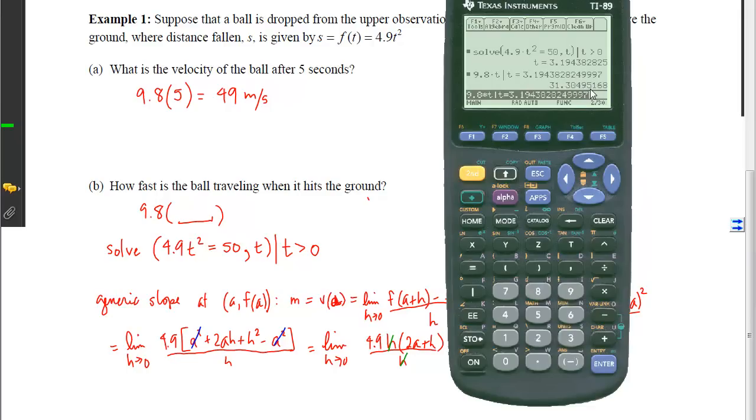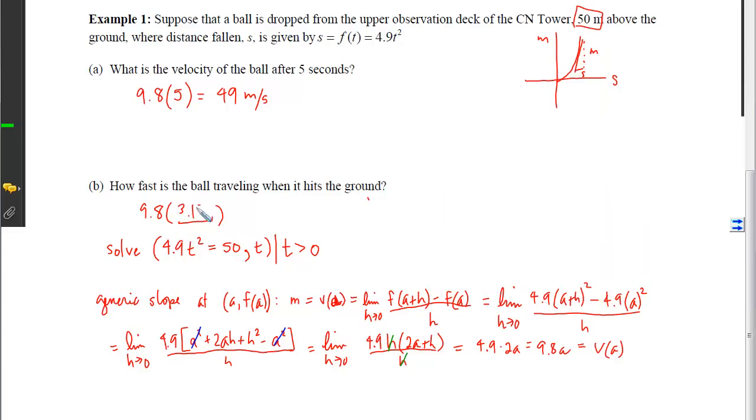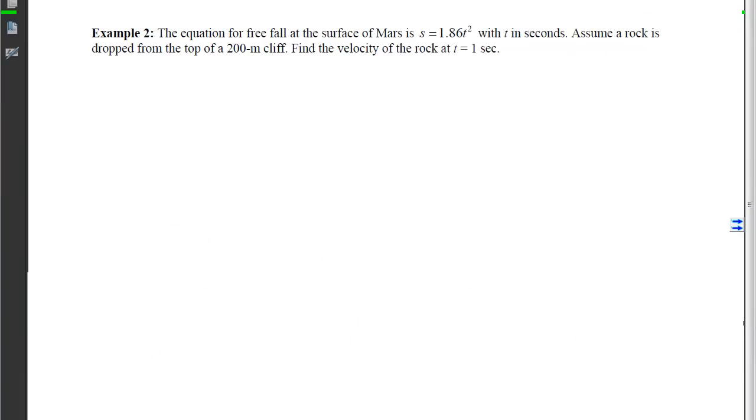31.30495. On the AP exam, all decimal approximations need to be accurate to 3 decimal places. So we can either truncate and do 31.304, or we can look to the 4th decimal and choose to round up. So I'm going to round up, and we will end up with an answer of 31.305 meters per second. So we're done with this example, and we're ready for example 2.